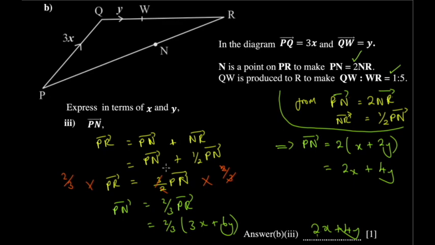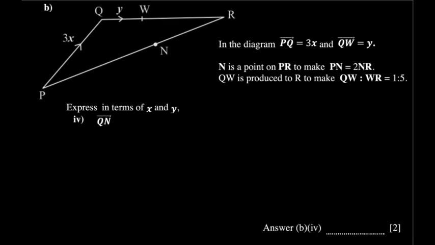You condense this one, 1 plus 1 half, you get 3 over 2. So you get this one, and then you have to get rid of this so that you're left with Pn only. So Pn is equal to this, then we substituted from our previous question. So let's move on to the next part.